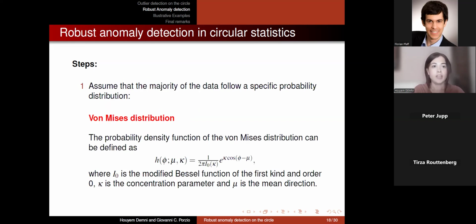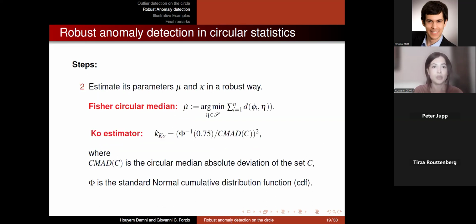Here in this work, we assume that the majority of the data follow a specific probability distribution, which is the von Mises distribution, where its density function is given by this formula. Then within the second step, we use the Fisher circular median and the co-estimators to estimate the location and the dispersion of the distribution in a robust way.